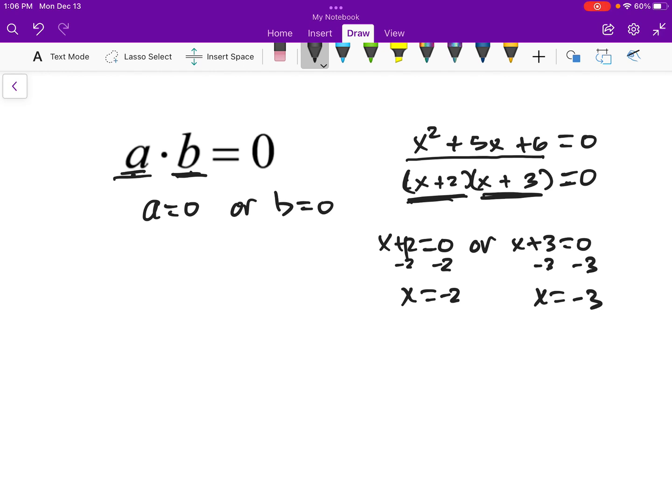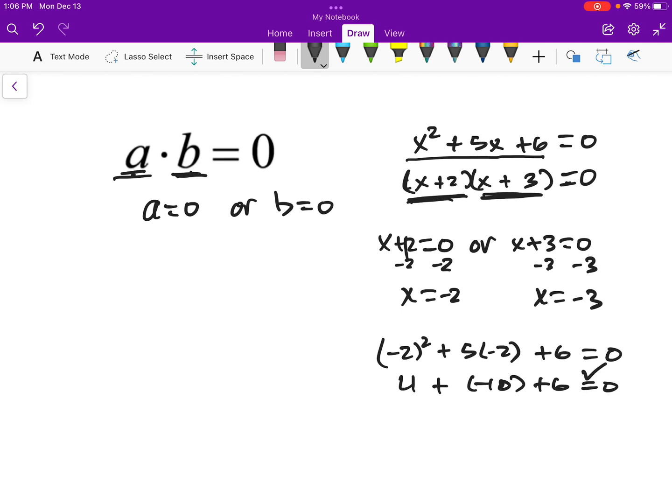Let's try it really quick and make sure they both work. If I plug negative 2 back in, I have negative 2 squared plus 5 times negative 2 plus 6. And the question is, does it equal 0? Well, that'd be 4 plus negative 10 plus 6, and that does equal 0. You could do the same thing with negative 3.